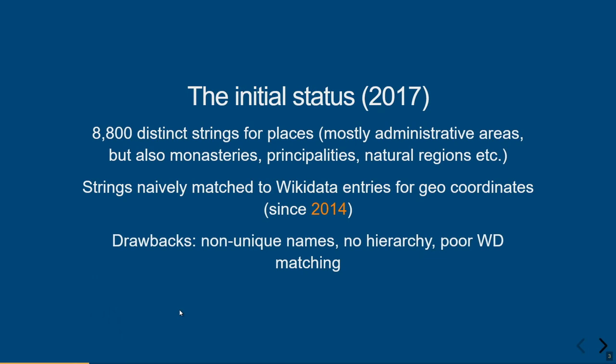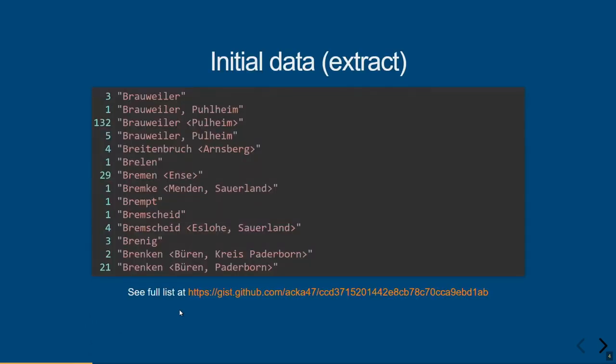There were lots of false positives, and we still had no hierarchy in those places, and we still had a lot of non-unique names. This is an example here. As you can see, for one place, Brauweiler, there are four different strings in there. We all know how this happens. If there's no authority file, you end up with this data. But we want to improve on that. And as you can also see, that's why the matching didn't work. You have the name of the place, and there's often the name of the superior administrative area, and even the second-level superior administrative area, often in the name, to identify the place successfully.